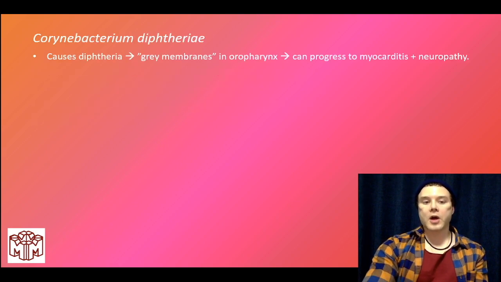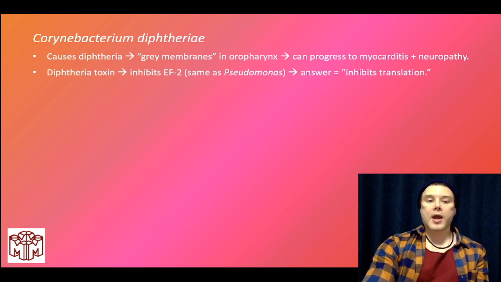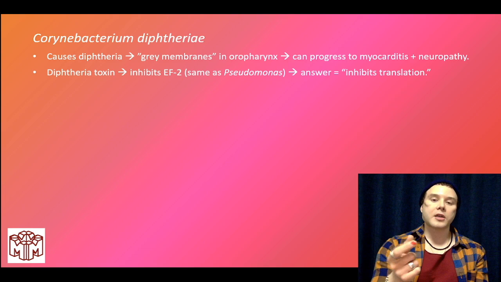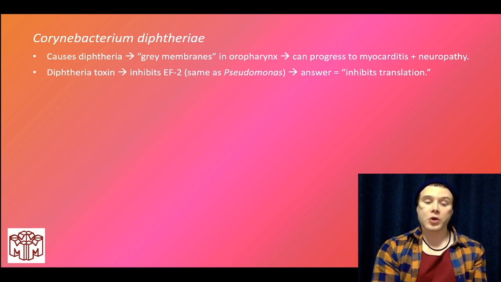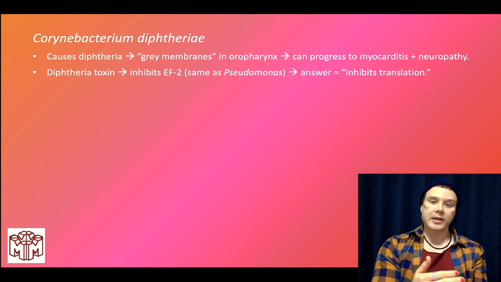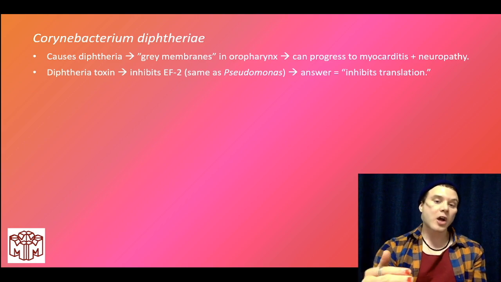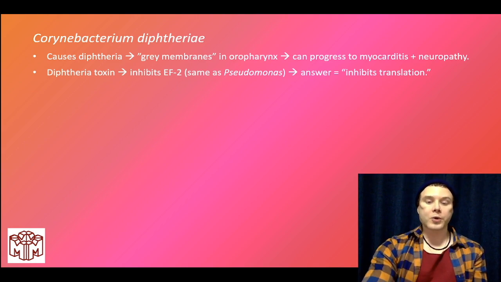Corynebacterium diphtheriae obviously causes diphtheria. Gray membranes in the oropharynx, and it can progress to myocarditis, neuropathy. They want you to know the toxin can inhibit elongation factor 2. Pseudomonas, which is a gram-negative rod, can also inhibit elongation factor 2, okay? This might show up in a USMLE question as just merely inhibiting translation. Transcription is DNA to RNA. Translation is RNA to protein, okay? So elongation factor 2, we're talking about protein synthesis.